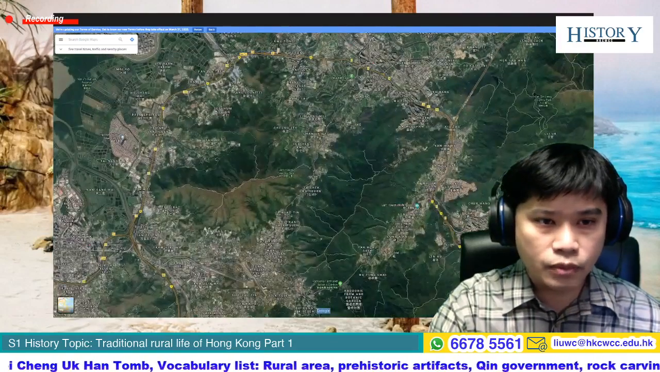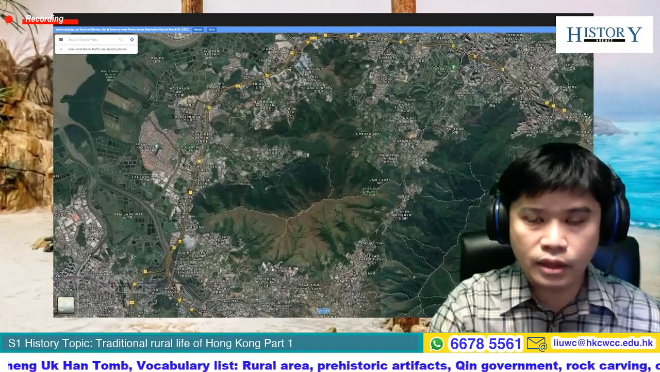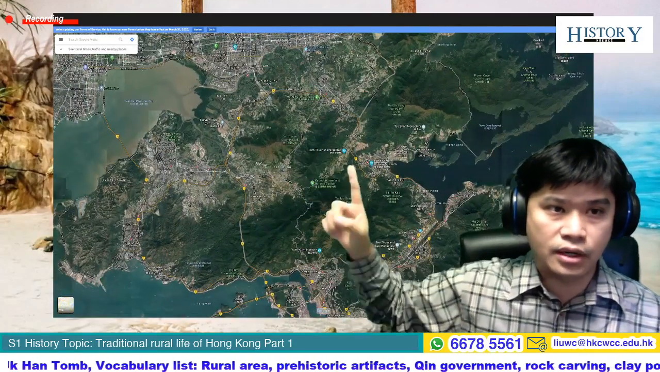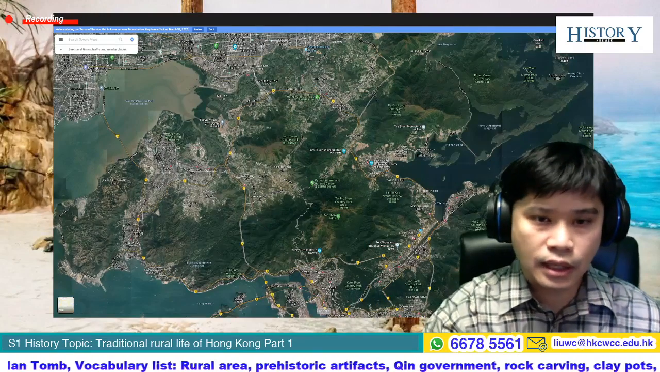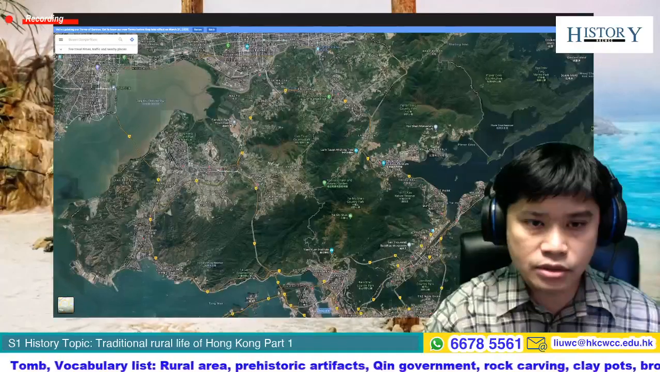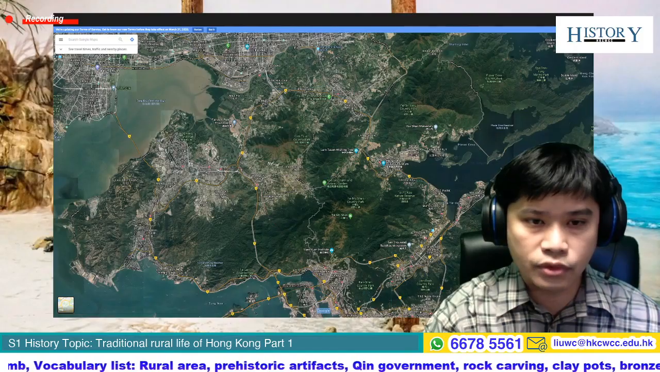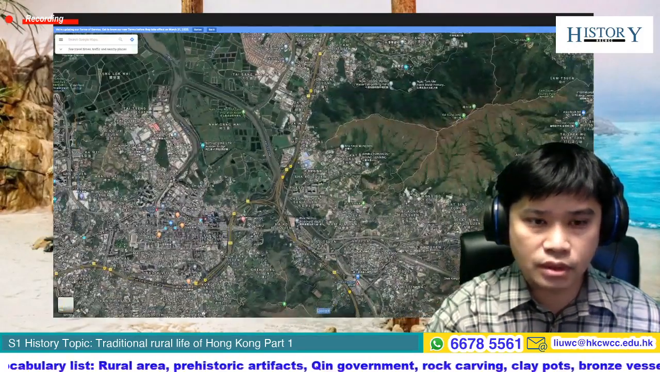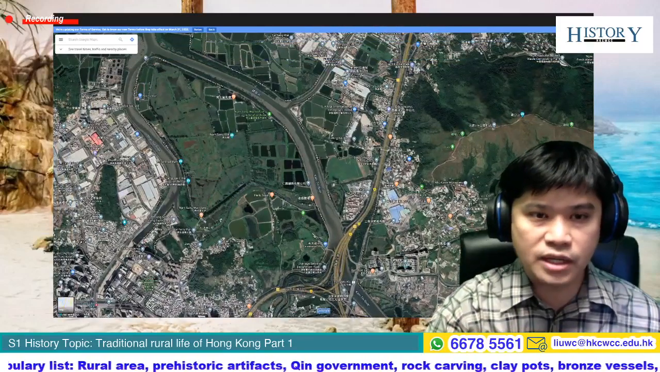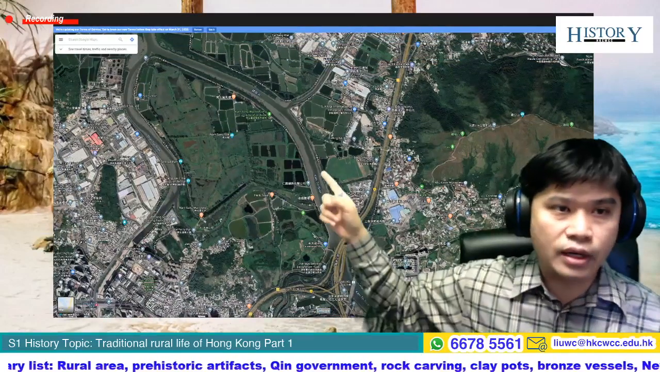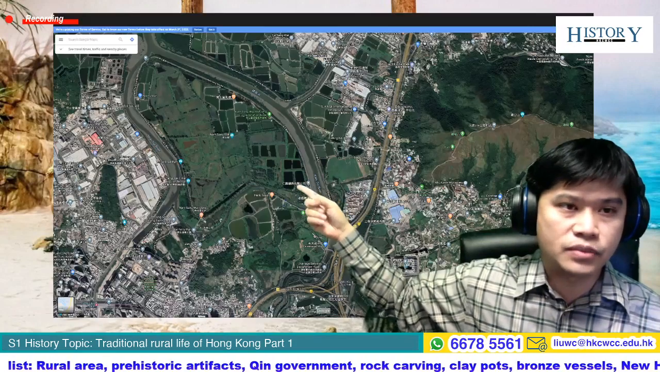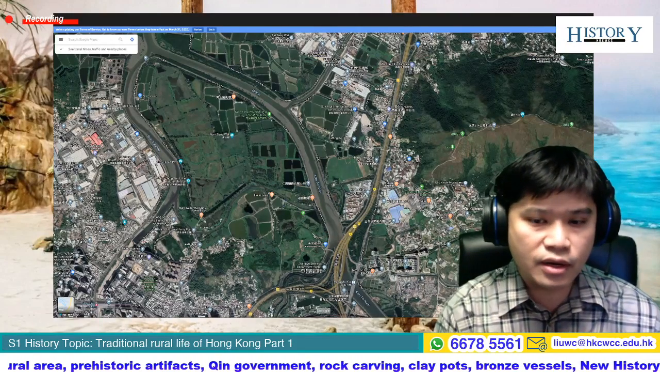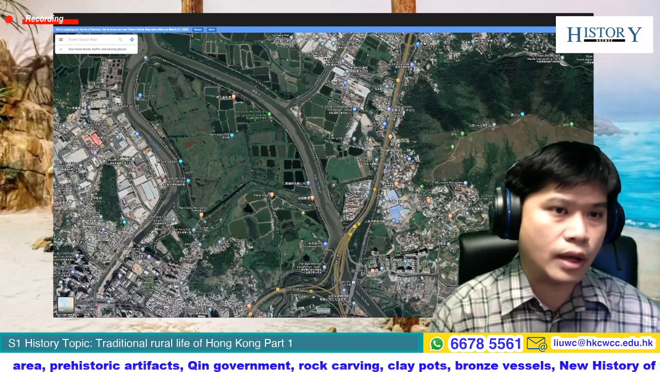One of the typical rural areas in Hong Kong should be in the New Territories. Let's go to Yuen Long. One place that is very famous in Yuen Long is Lam Sheng Wei. That would be this part, Lam Sheng Wei. I may tell you that it is a very typical rural area.